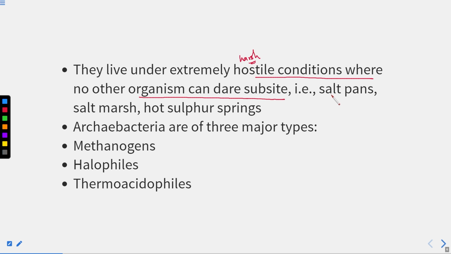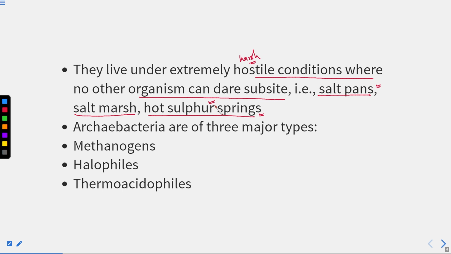What are those hostile conditions? Salt pans, salt marshes, hot sulfur springs. Means they have very hot water, and it is a hot sulfur spring, that is, they have sulfur.